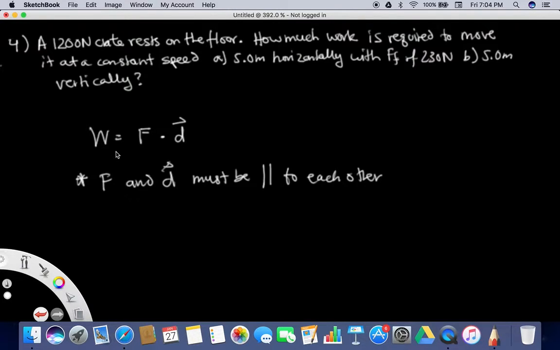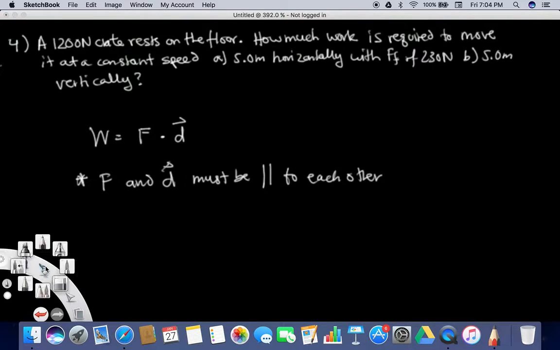So when we are solving this problem, we're going to double check to make sure that both our force and our displacement are parallel to each other so that we know that, whatever situation we have, it will be valid to solve for work. So without further ado, let's get started with the problem.